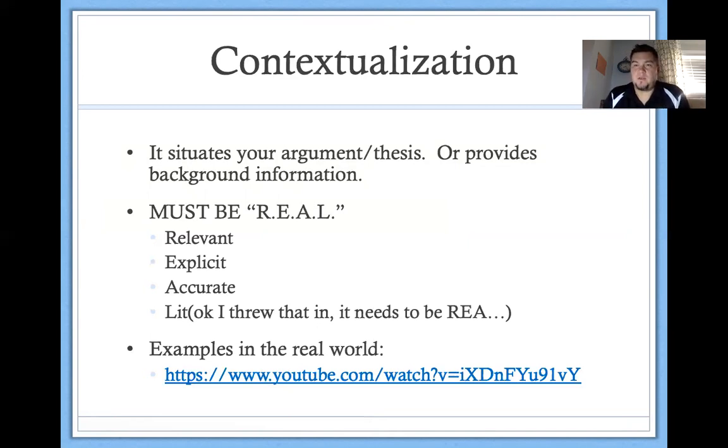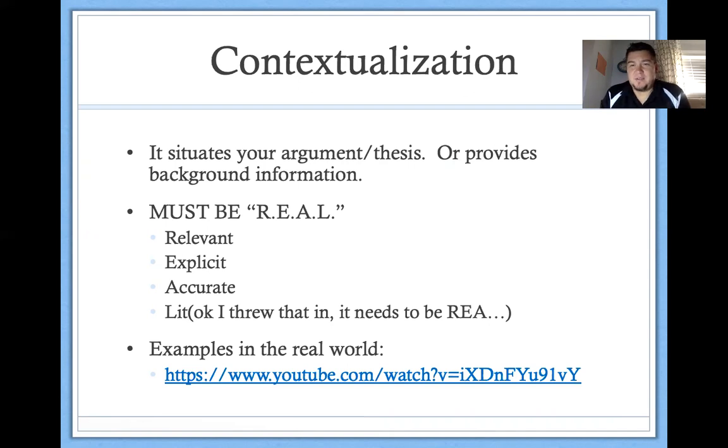It needs to be explicit. You can't just vaguely describe or mention concepts. You have to name drop. So put individual people's names, concept names, major events, use things like that and explain how it leads to your thesis. And it needs to be accurate.